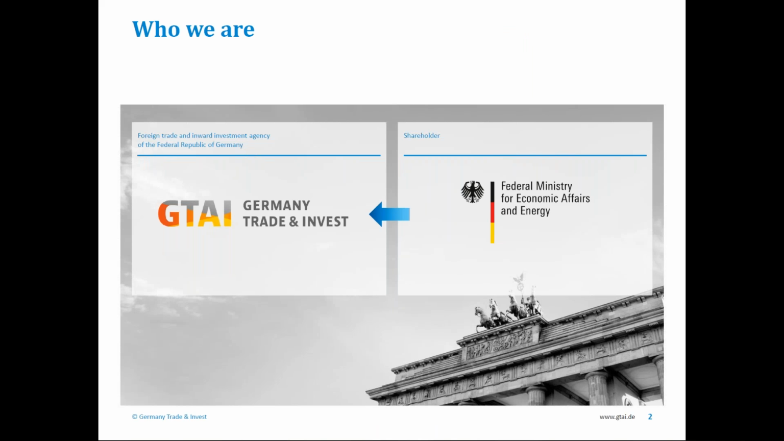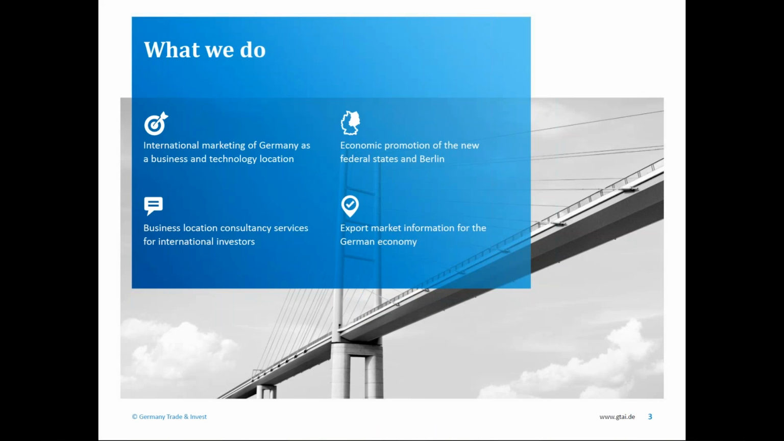So Germany Trade and Invest, or GTAI, is the Federal Economic Development Agency of Germany. We're 100% owned by the Federal Ministry for Economic Affairs and Energy. And the agency has 4 main tasks. Firstly, we market Germany around the world as a fantastic place to invest and develop technologies and to do business. When doing this, we have a special focus on the federal states that formerly made up East Germany. And today, these are known as the new federal states.